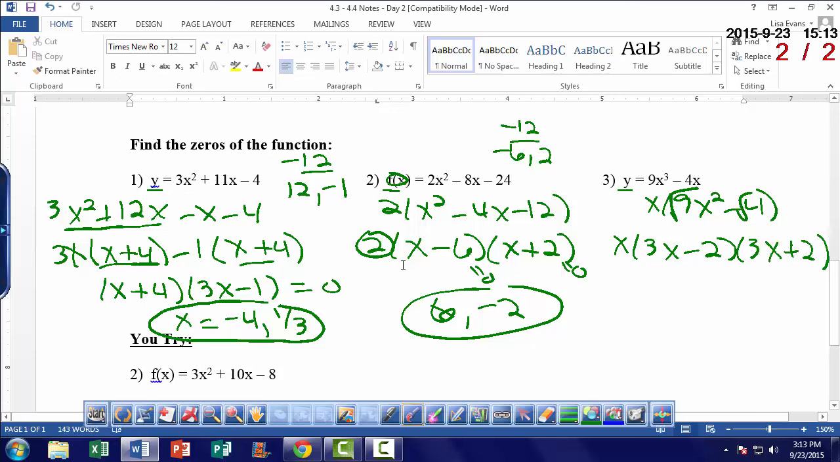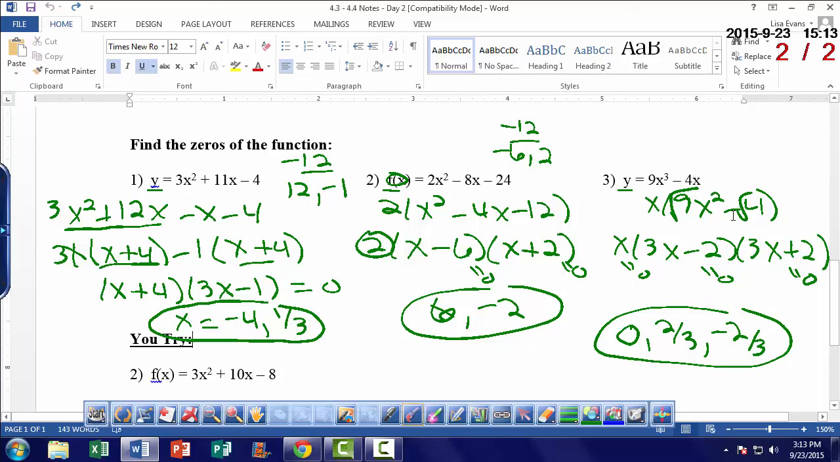Now, here's a perfect example of what I was talking about here. I don't have a number outside of the parentheses. I actually have an x. You are going to set that equal to 0. We are going to get 3 different answers here. We're going to get x equals 0, +2/3, and -2/3.